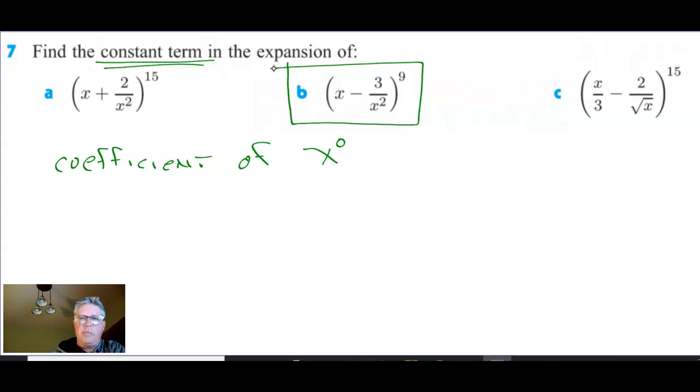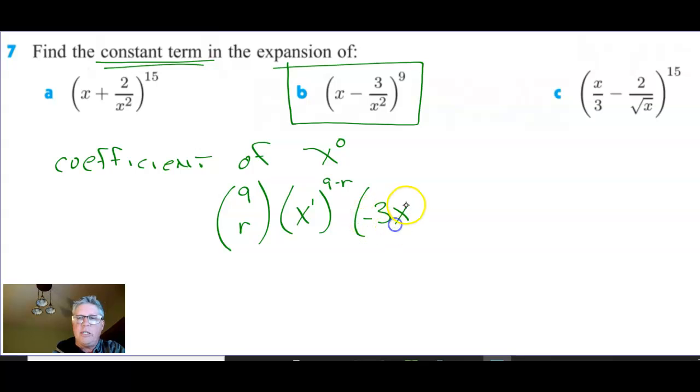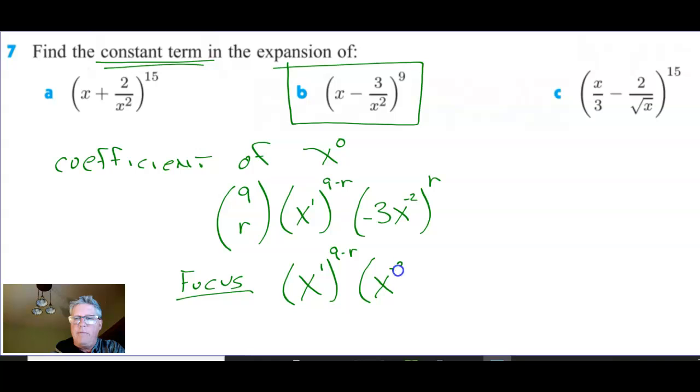All right, so how does B work? First of all, the general term, that's going to be 9 choose r, x to the first to the 9 minus r, times negative 3x to the negative 2 to the r. Do you need to pull the x up? No, I just like it. So now we're going to focus. We get x to the first to the 9 minus r, we're going to get x to the negative 2 to the r, and we're going to make that equal to x to the 0.